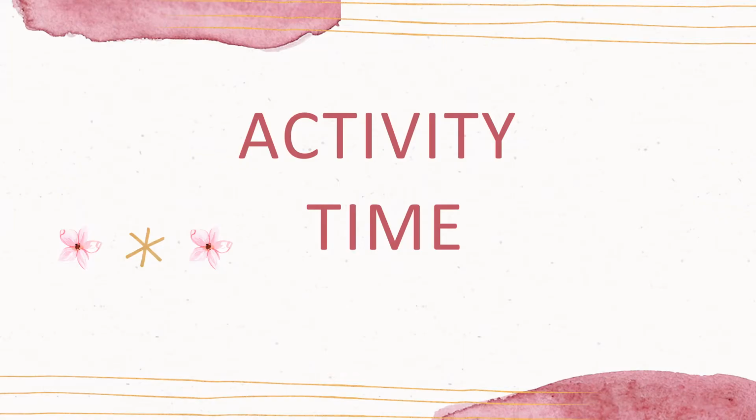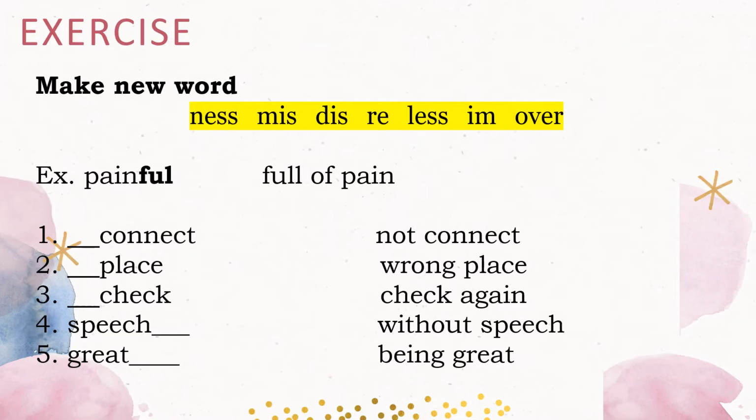Let's try. Let's make a new word. As an example, we have painful. It means full of pain. We are just going to add either the prefix or the suffix. And the choices are ness, mis, dis, re, less, im, and over.